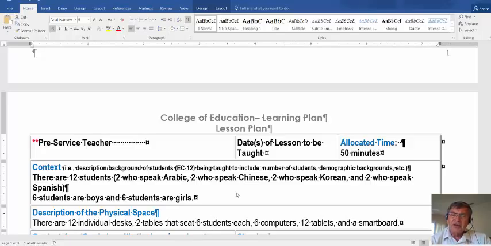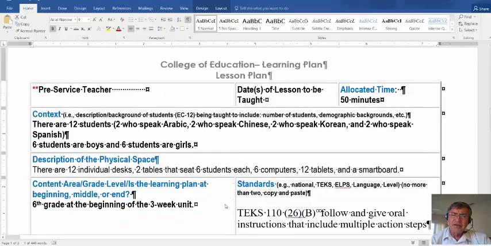The context, I'm giving you the context. There are 12 students, 2 who speak Arabic in the home, 2 who speak Chinese in the home, 2 who speak Korean in the home, and 2 who speak Spanish in the home. Remember, this is ESL. 6 of the students are boys and 6 of the students are girls.